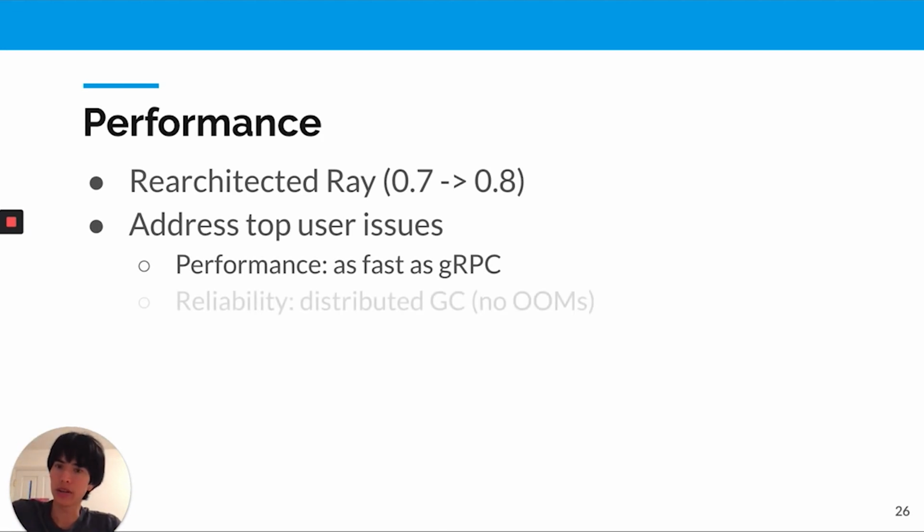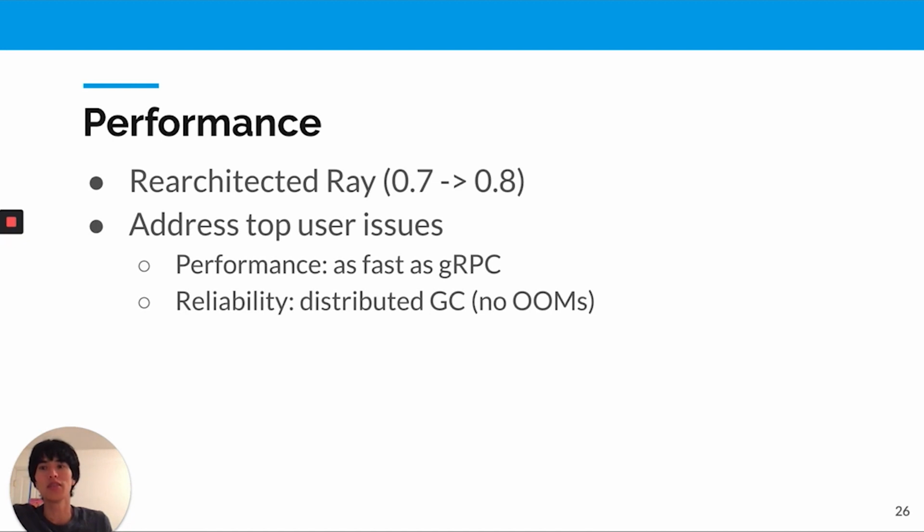The second was about reliability. One of the most common reliability issues we faced was related to out-of-memory issues. This is something we solved with distributed reference counting and distributed garbage collection in 0.8, and that was made easier by the re-architecture.